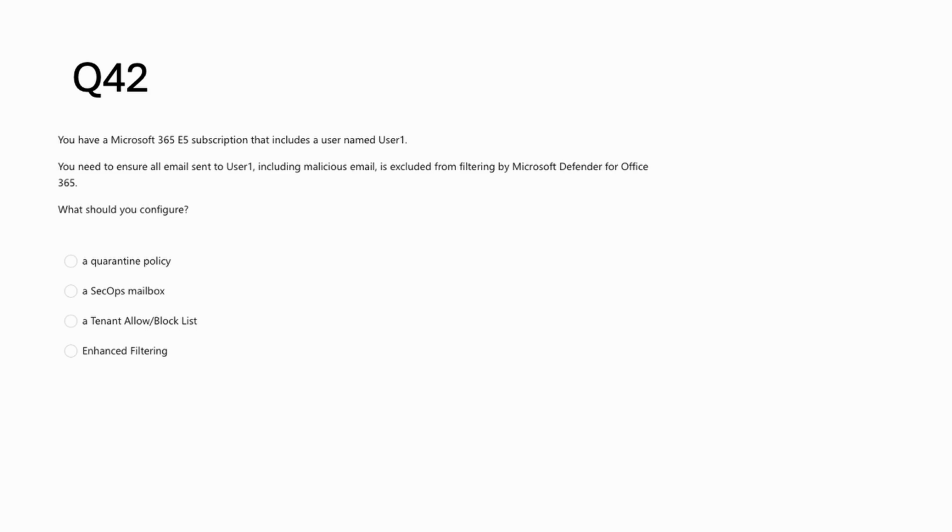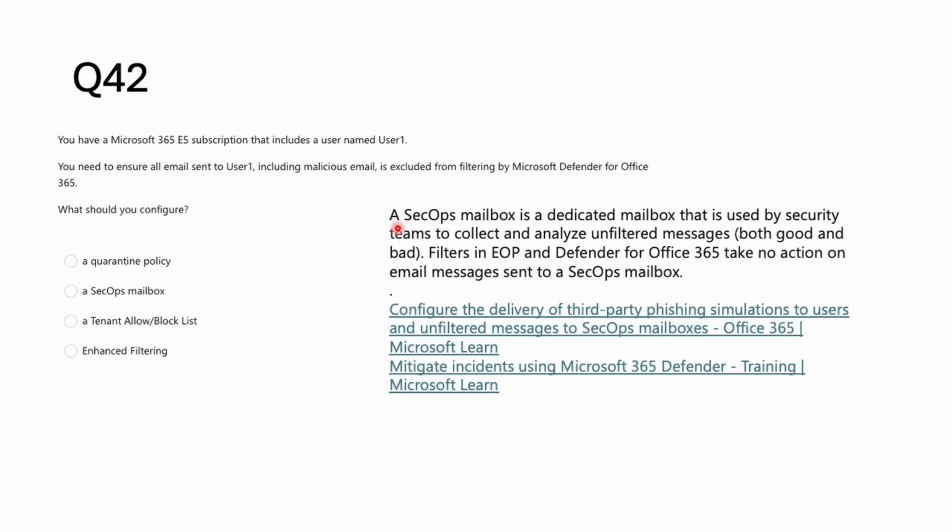Okay, the next one is you have a Microsoft 365 E5 subscription that includes a user named user1, and you need to ensure all emails sent to user1, including malicious email, are excluded from filtering by Microsoft Defender for Office 365. What should you configure? We need to configure quarantine policies, SecOps mailbox, or a tenant allow/block list, or enhanced filtering. So a SecOps mailbox is a dedicated mailbox that is used by the security team to collect and analyze unfiltered messages, so both good or bad. So it's very straightforward. We will go with the SecOps mailbox.